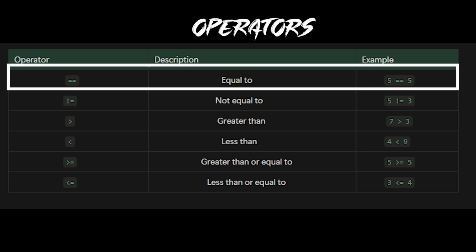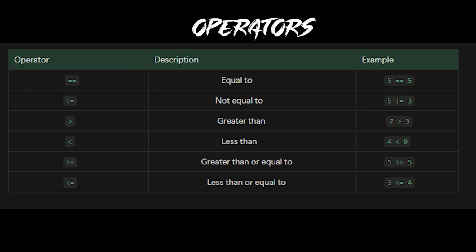This operator can also be used with booleans. If a variable holds a boolean value, you can compare it with true or false using the equal to operator, like is_student equals true. However, you can also simplify this check by directly using the variable in the condition, as it will evaluate to true or false automatically.